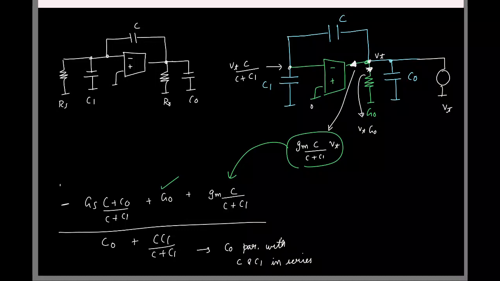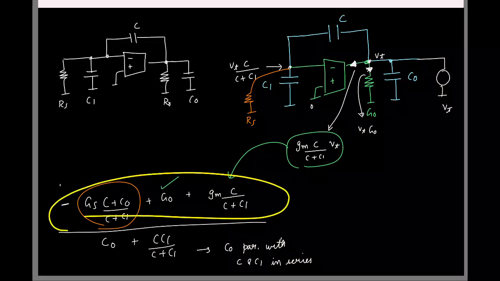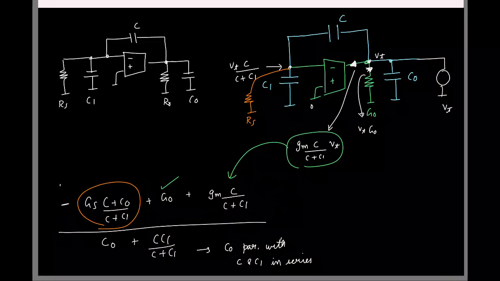Now, of course, you also have a term involving GS. That's basically because you also have an RS here. So you have some additional terms. But the point is, if you think about it, in the numerator, which of the terms do you think will dominate here? It's going to be Gm, right? Because Gm is going to be much higher than all the other conductances. So finally you will see that this term will dominate the numerator, because Gm is greater than G0 and all the other conductances you have. So for all practical reasons, you can still approximate this as G0 plus Gm C by C plus C1. Of course, this in turn can be approximated as this term alone.